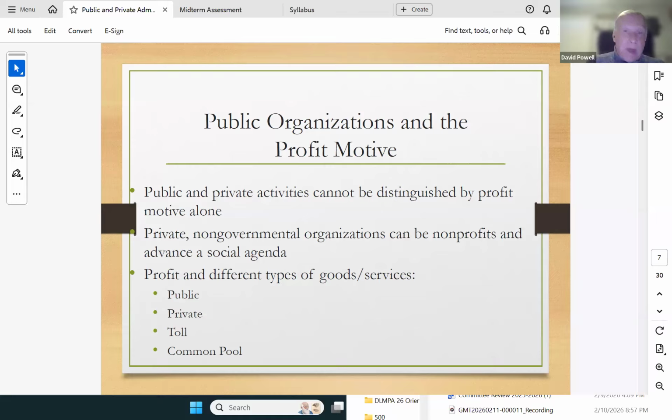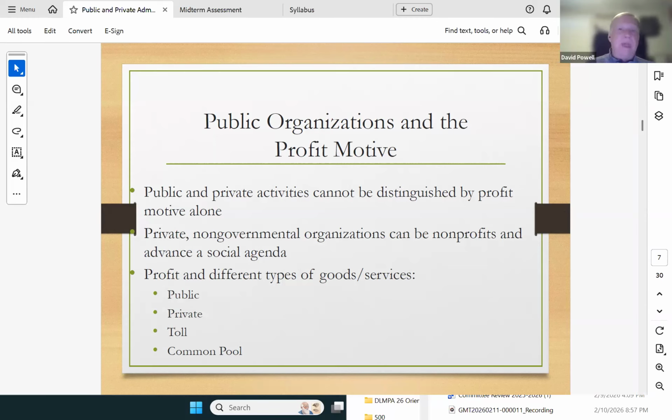So those are pure private goods. They're on one side of the equation. Pure public goods are on the other side of the equation. In between, though, we have two other types of goods that kind of share elements of public as well as private goods. One of those goods is what's called a toll good. Toll goods you can exclude with a toll good, but you cannot exhaust.